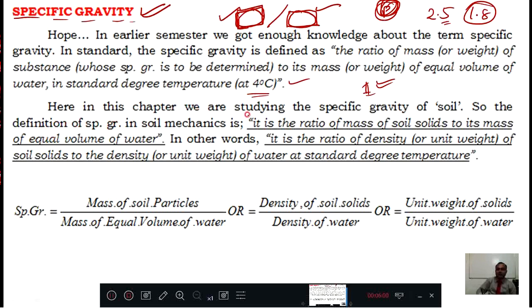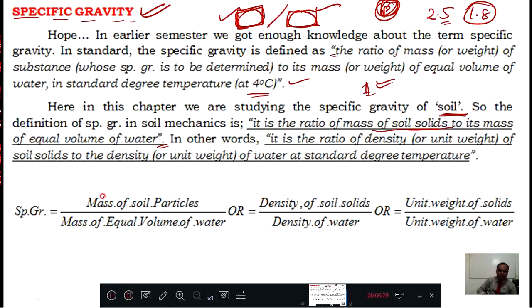Here in this chapter we are studying the specific gravity of soil. Understood? Therefore this general statement will alter like this: it is the ratio of the mass of soil solids to the mass of an equal volume of water. In other words, it is the ratio of density or unit weight of soil solids to the density or unit weight of water at saturated degree.